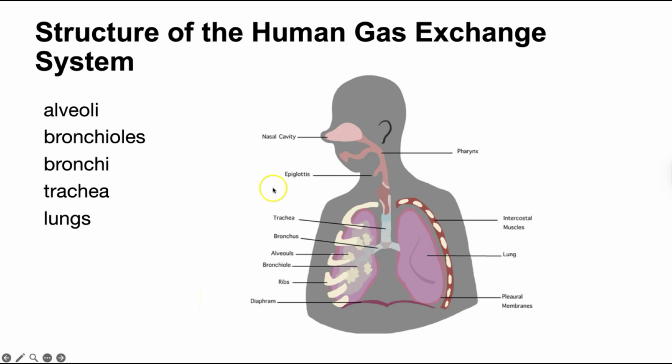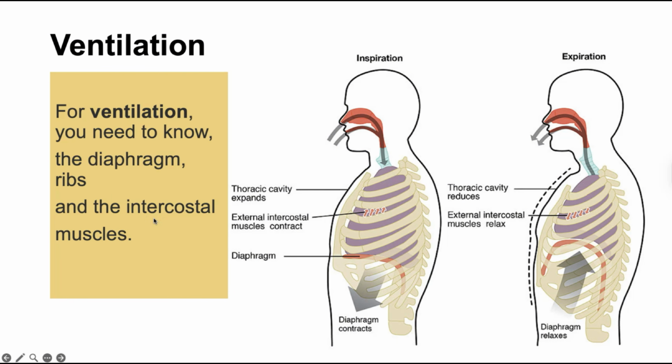So if we have a look at the human gas exchange system, these are the 5 structures that you need to be familiar with. So the alveoli, which are the air sacs. We then have the bronchioles that attach to those and they're branching. You then have the bronchi, which are the 2 splitting tubes from the trachea, which is your windpipe. And the lungs, you have a left and a right lung.